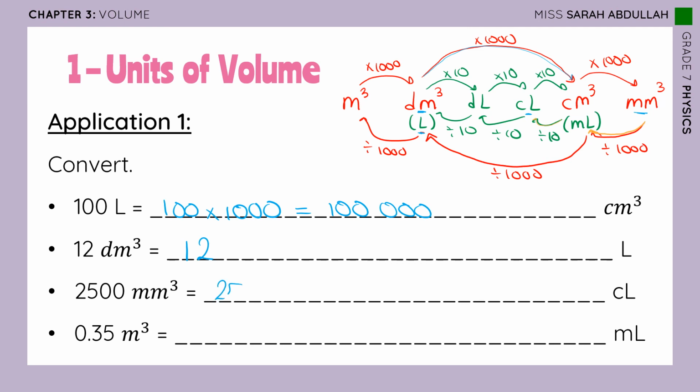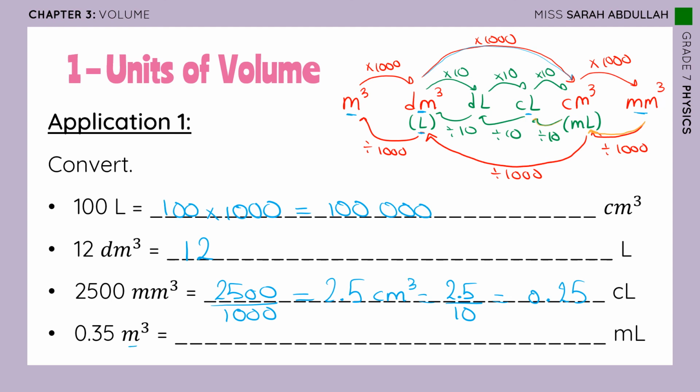So let's divide by 1,000 first. Divided by 1,000, it becomes 2.5 what? Cubic centimeter, right? Now from cubic centimeter, which is the same as milliliter, to centiliter, I need to divide by 10. So I say 2.5 over 10, which becomes 0.25 centiliter.